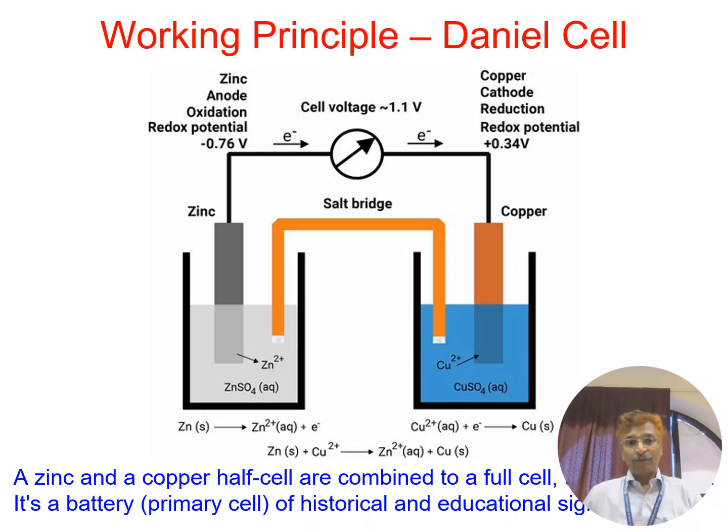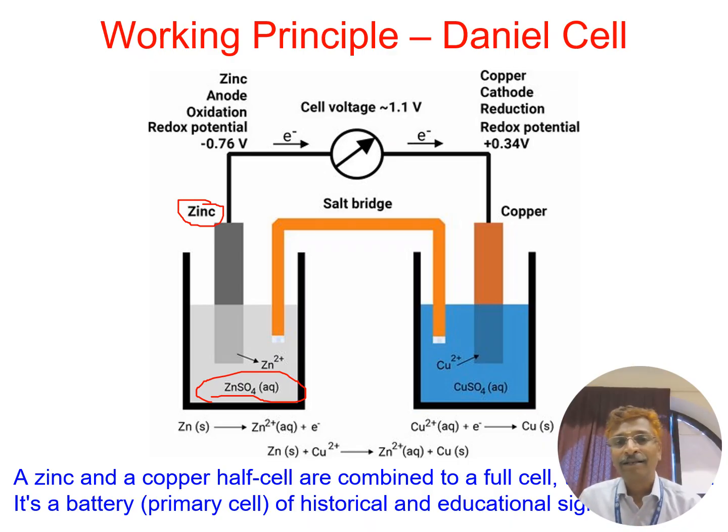So this is the working principle of the Daniell cell. Look at the same thing I explained in the previous slide. All the components are here. This is the zinc electrode, which is dipped in zinc sulfate solution. This is the anode cell, that is, a half cell.